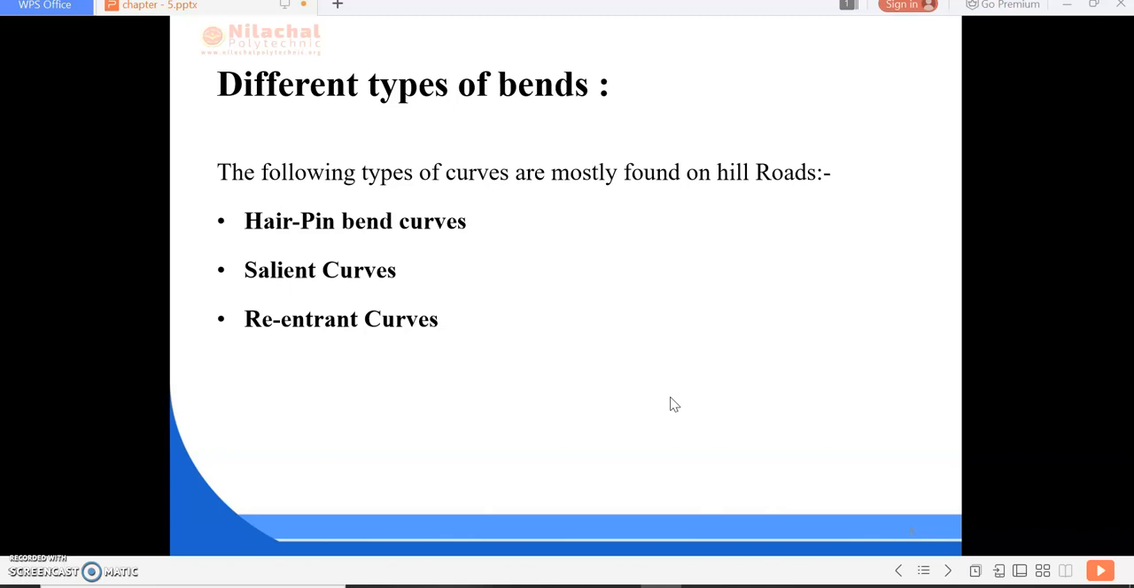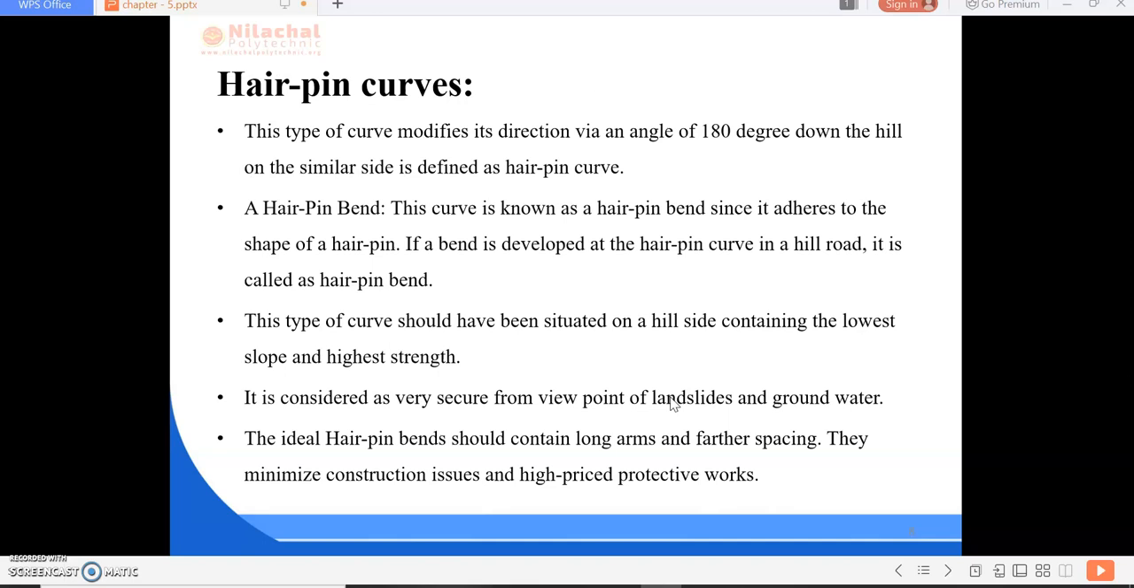Now I'm going to explain to you about the hairpin bend curve. This curve is so called because it conforms to the shape of a hairpin. The bend so formed at the hairpin curve in a hill road is known as hairpin bend. Hairpin bends with long arms and further spacing are preferred. This bend reduces construction problems also.